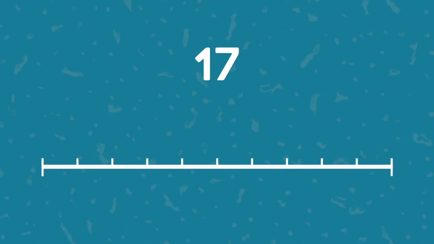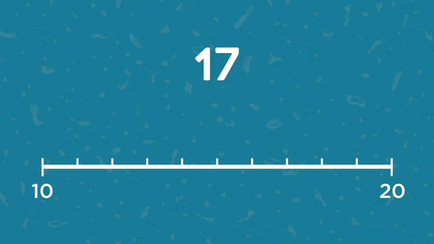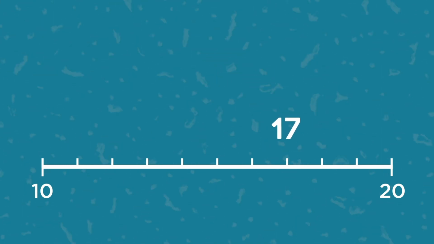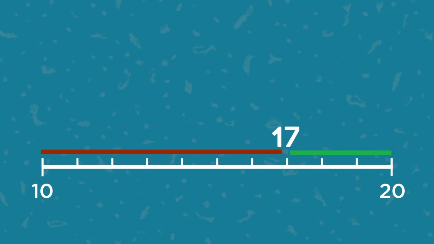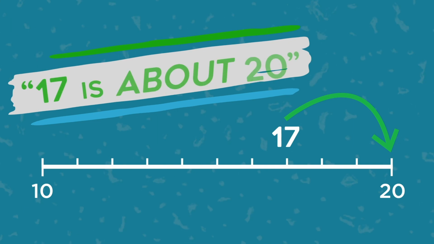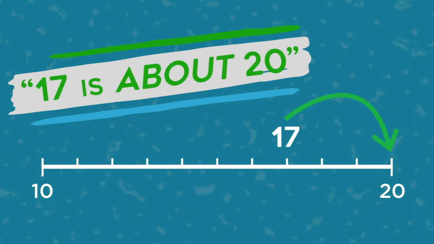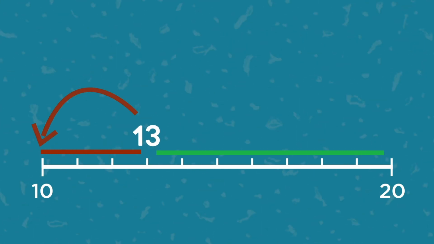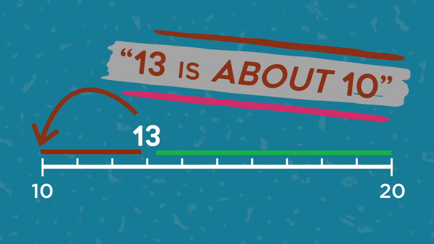Let's look at 17 on a miniature number line. Here's 10 and here's 20. If we were going to place 17, it would be here. That's clearly closer to 20. So if we were rounding, we'd say 17 is about 20. If we had 13 instead, well, that's closer to 10. So we'd say about 10.